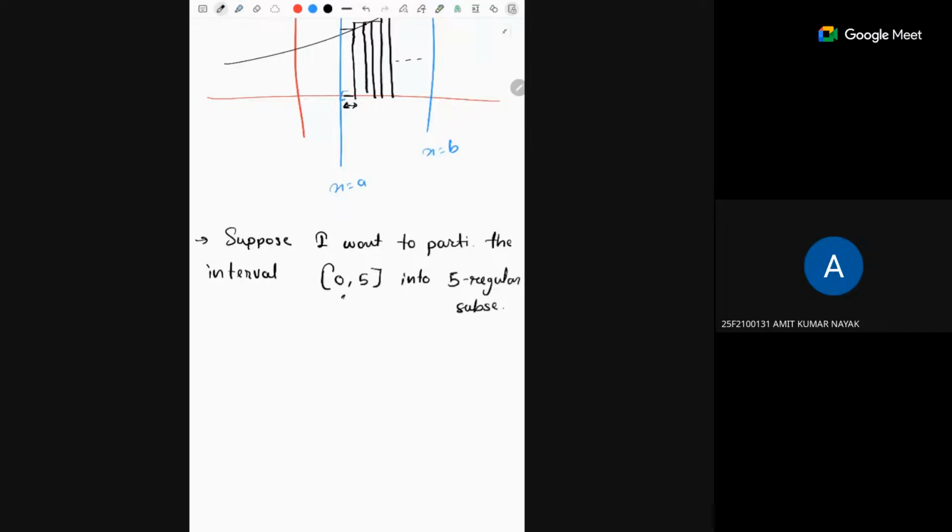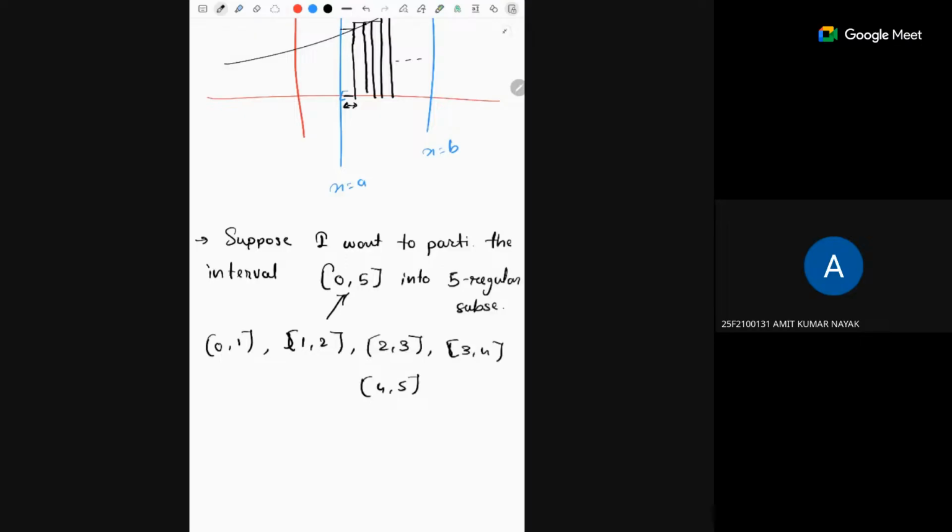You will say simply, okay, you can take a small interval like 0 to 1. The length of this interval is 1 only, right? 0 to 1 means 1 minus 0, length is 1. So if you have an interval [a, b], the length will be b minus a. So 0 to 1 will be your first interval, 1 to 2 second, 2 to 3 third, 3 to 4, and then 4 to 5. There we have 5 regular subintervals. But this is an easy case.